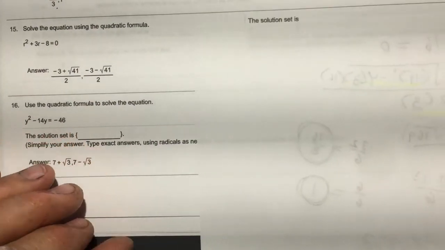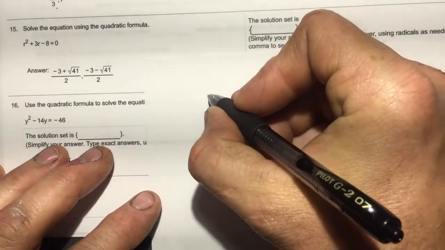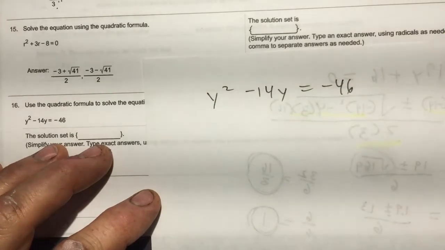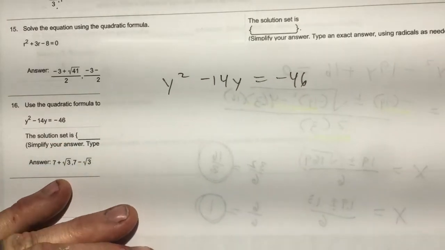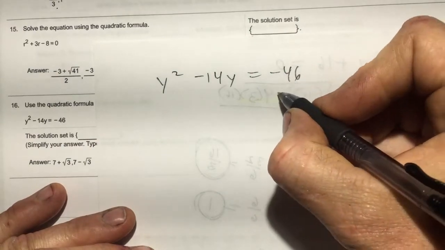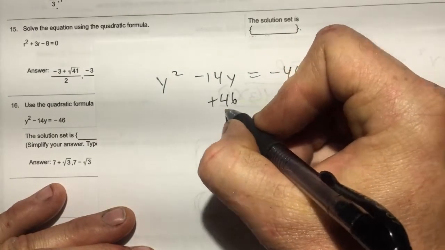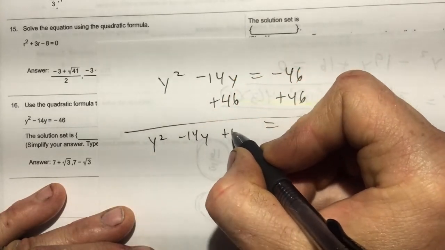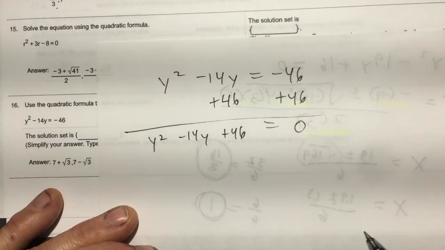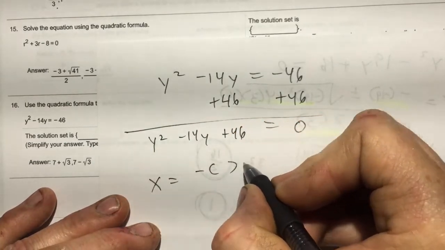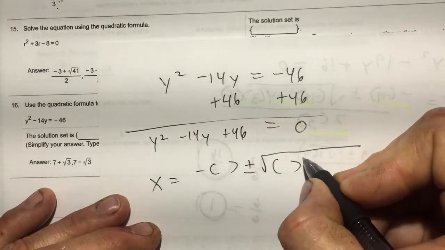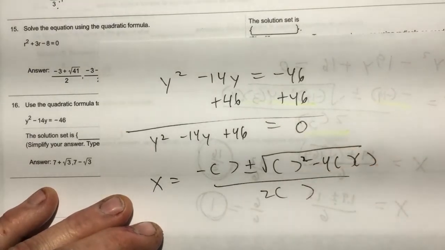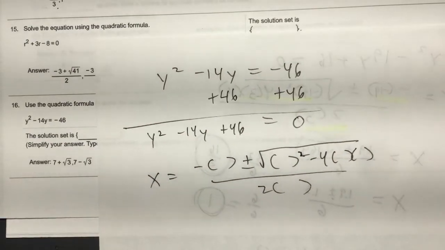This one says use quadratic formula to solve this one. All right, so here we go. y squared minus 14y equals negative 46. It does not equal 0 this time, so I'm going to have to add 46. You see that? So I got y squared minus 14y plus 46 equals 0. So here we go. x equals negative b plus or minus the square root of b squared minus 4ac all over 2a.